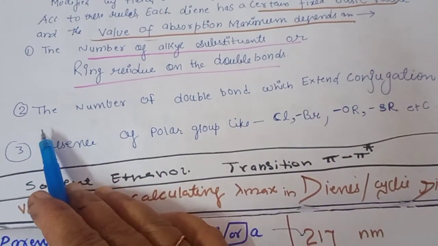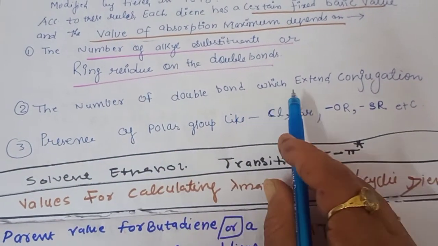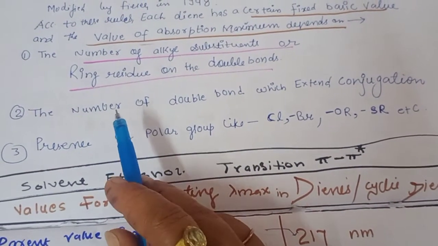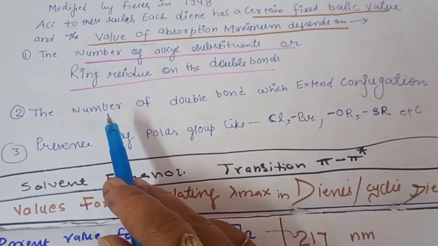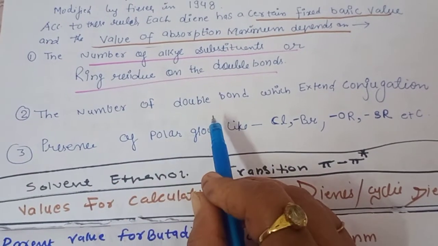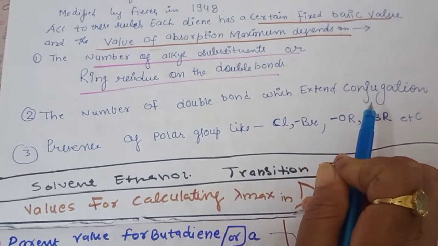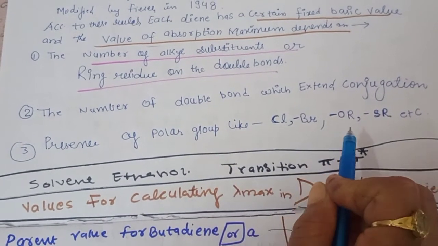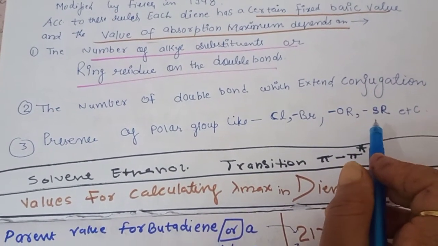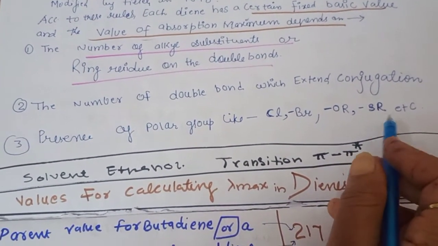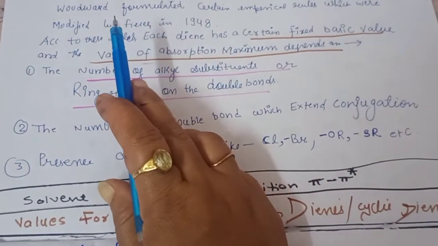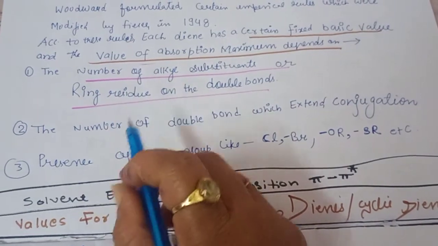bonds. Second is the number of double bonds which extend the conjugation. Means the second point on which the absorption maxima depends is the number of double bonds which extend the conjugation. And third is the presence of polar groups like chlorine, bromine, or alkoxy or thioalkyl groups. So these are three important points formulated by the Woodward-Fieser rules, which affect the value of lambda maxima.